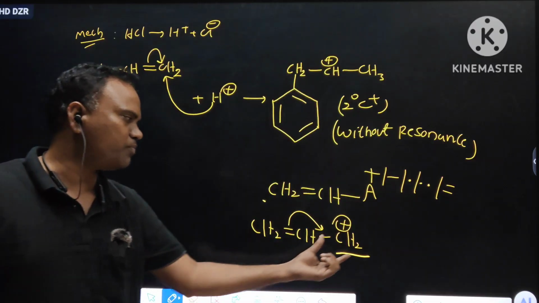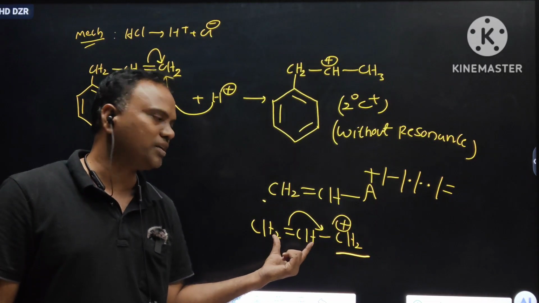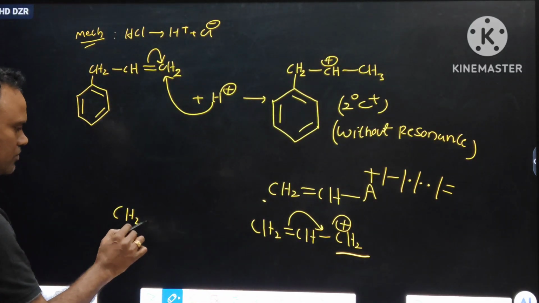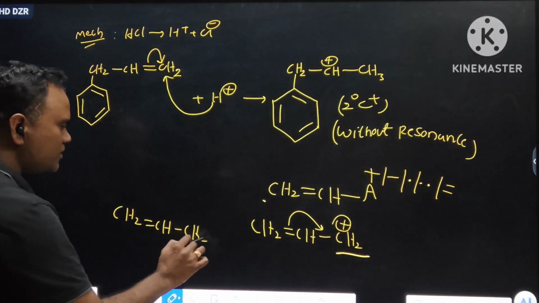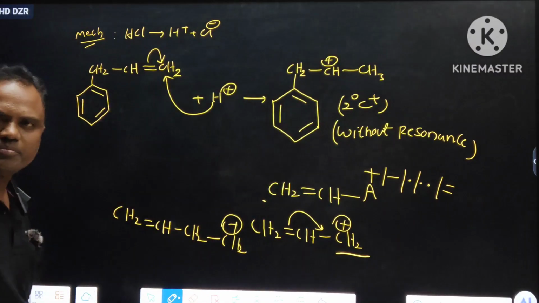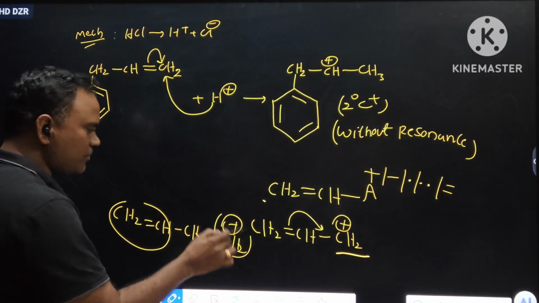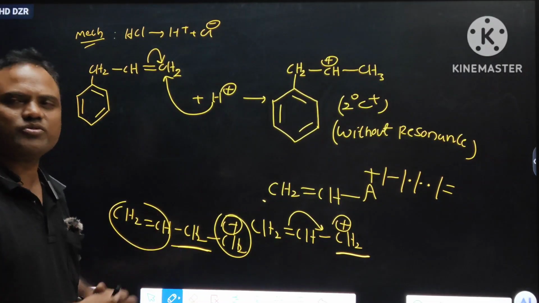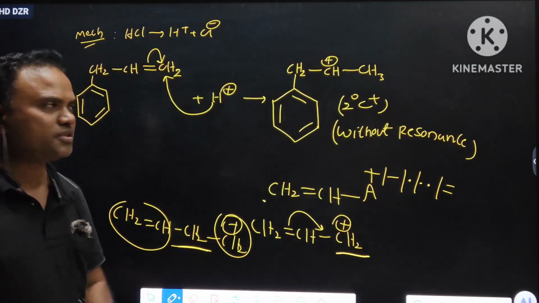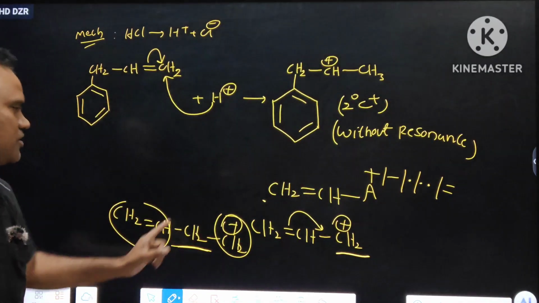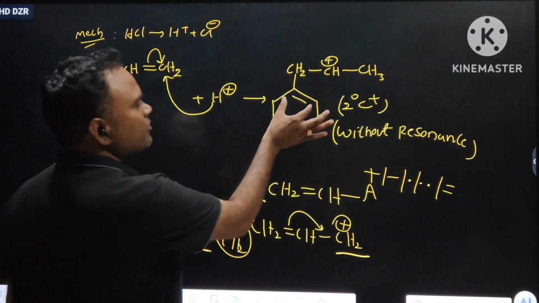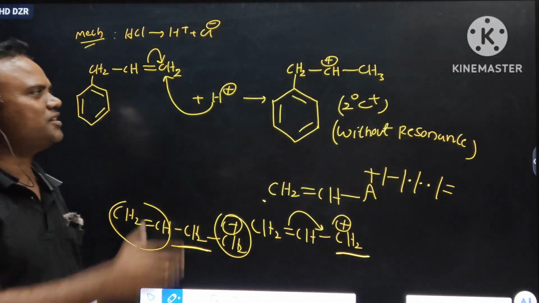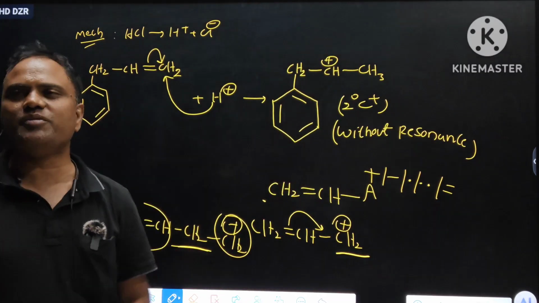When resonance takes place, the positive charge must be connected to the double bond directly, without any atom in the middle. For example, if I write like this, resonance is not present, because between the double bond and the carbon with a positive charge, some other atom, CH2, is there. Direct attachment should be present, and here it is not. So there is no resonance. This is a 2 degree carbocation without resonance.